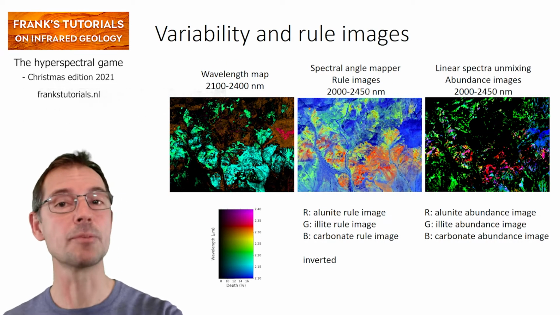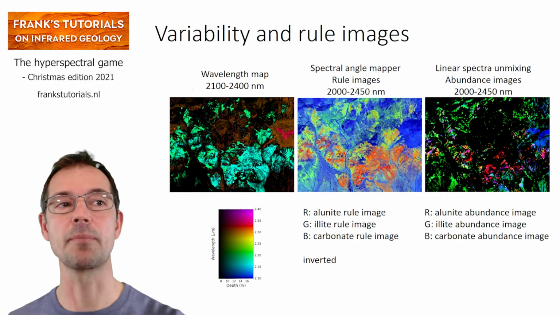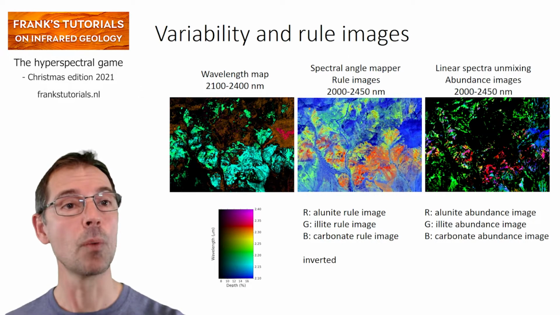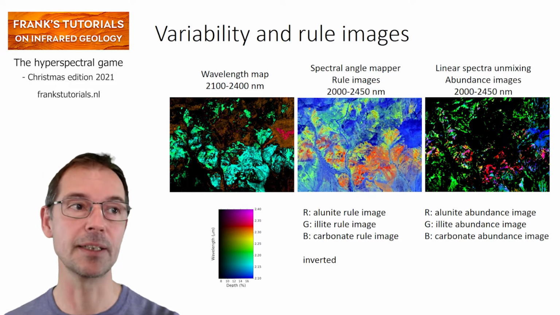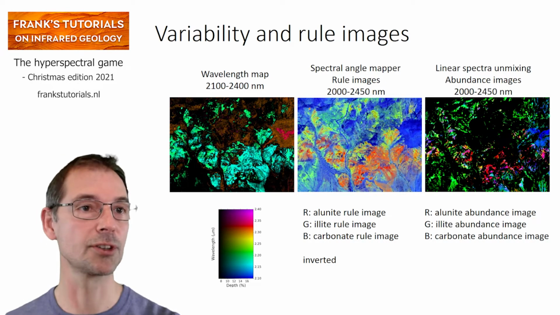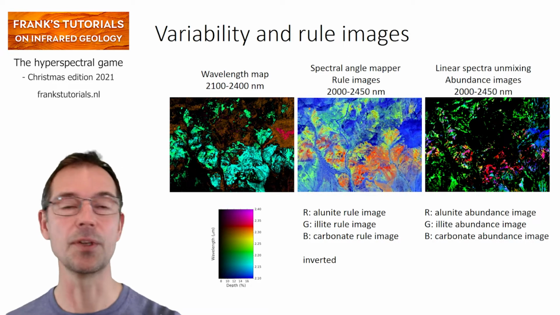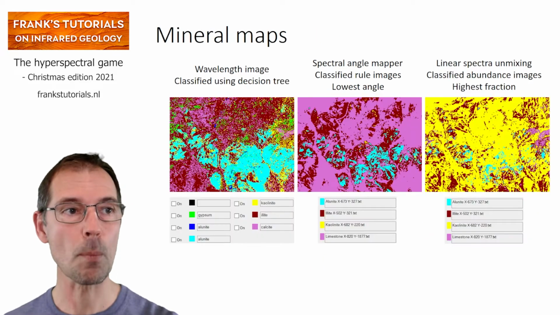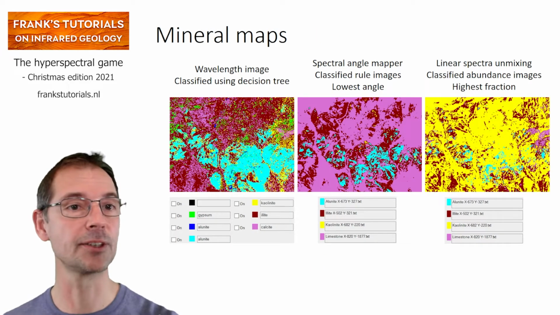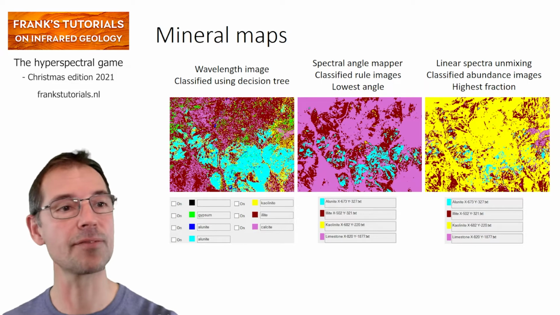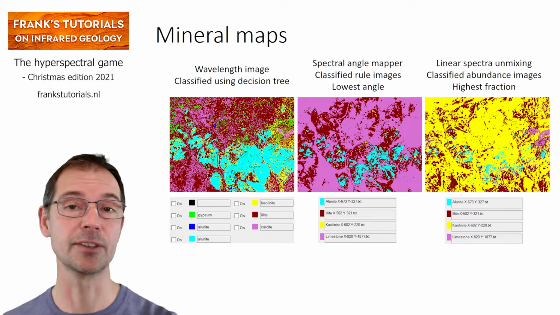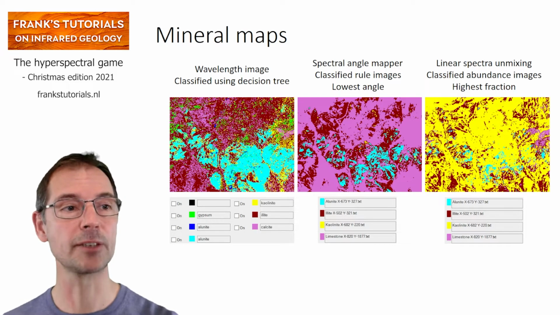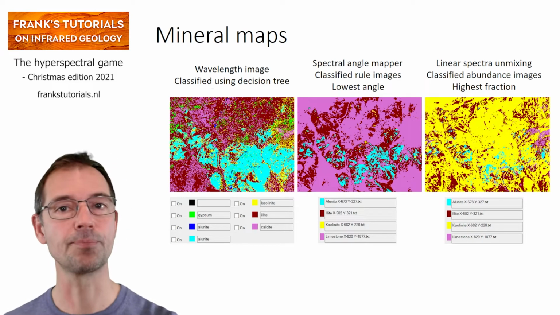So when I played the hyperspectral game, I used 3 different mapping methods: wavelength mapping and decision tree classification, spectral angle mapping, and linear spectral unmixing. Composites of the intermediate products are shown here from left to right of the 3 respective methods. I classified the images in the following ways: a decision tree classifier on the left, a classification following the lowest spectral angle, which means highest similarity, in the middle, and the maximum fraction in a pixel on the right.